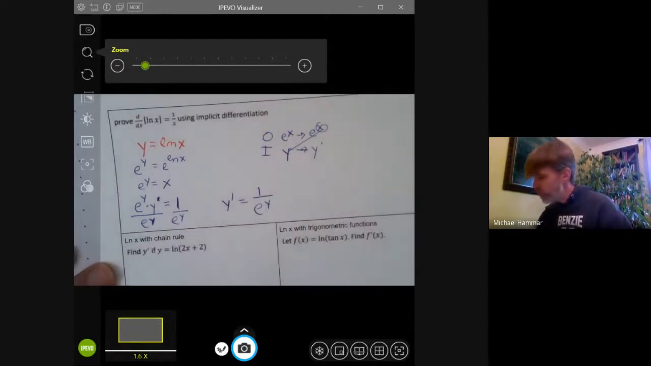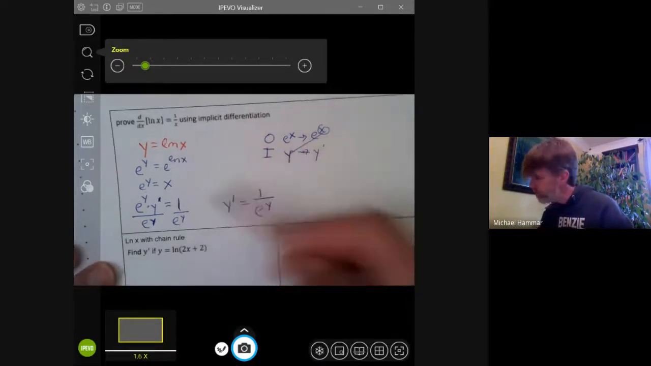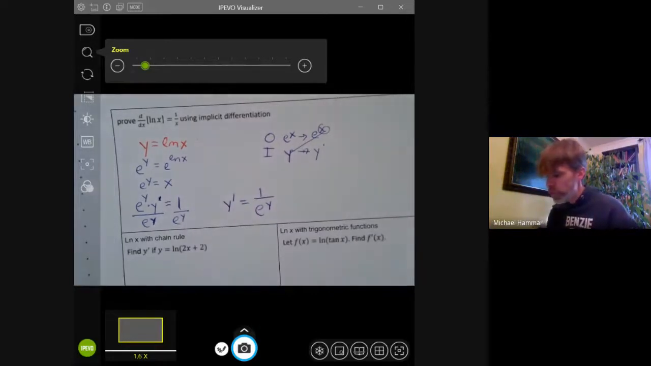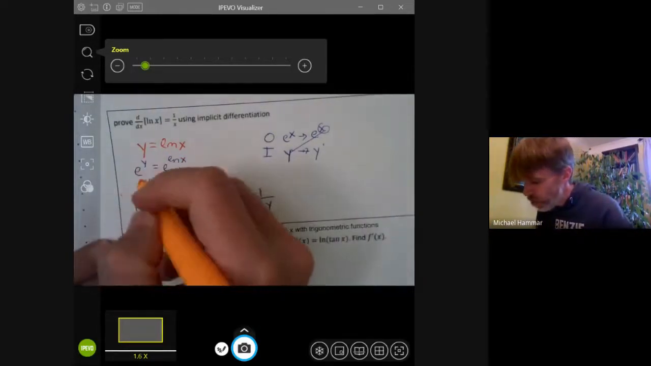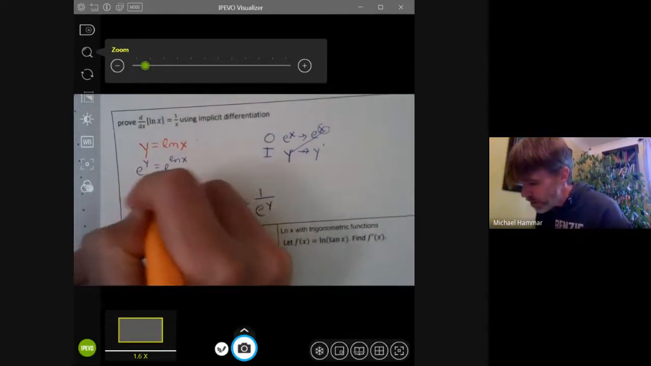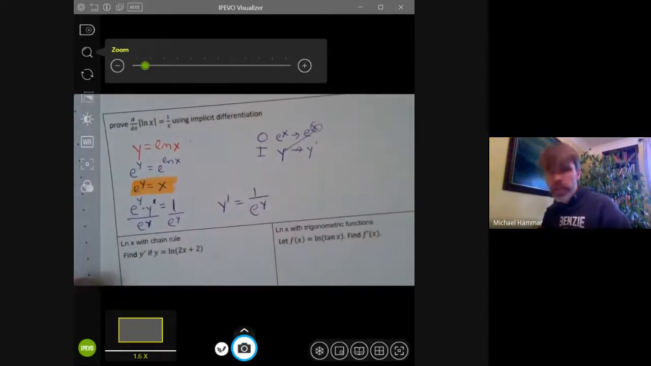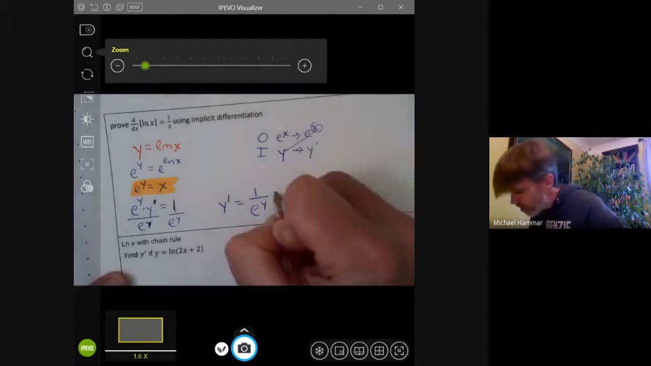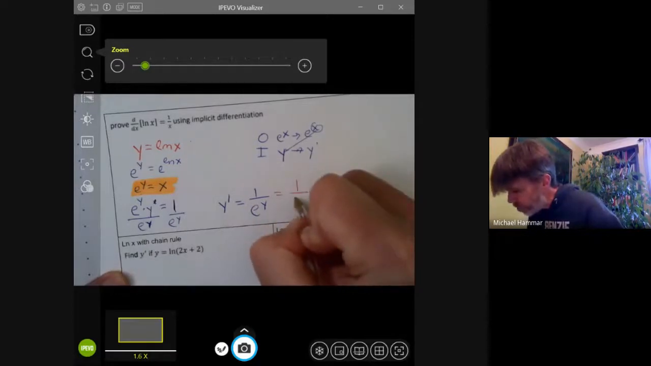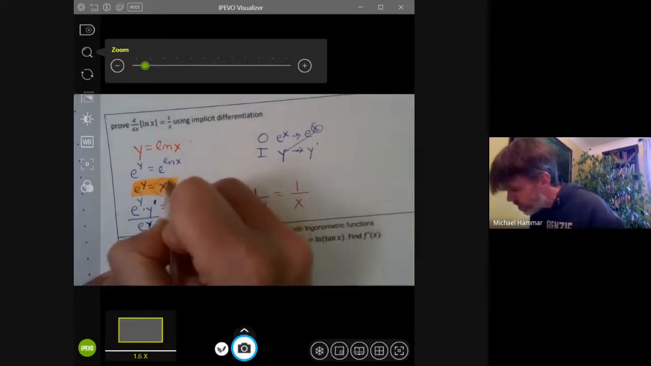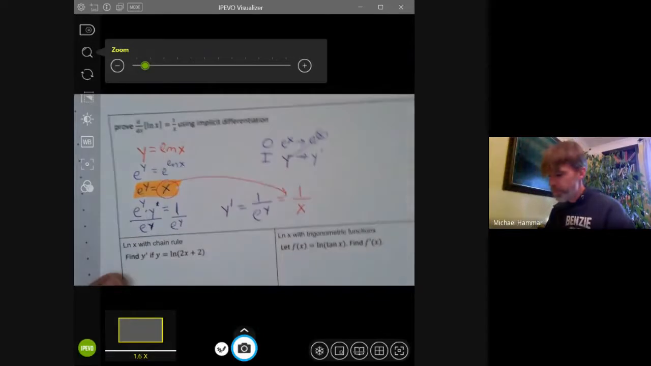But here's the thing. We need it in terms of x. And I want you to look at this list of stuff down here, and I want you to notice that we did find out what e to the y is. What is e to the y? Well, e to the y is equivalent to x. So I can replace e to the y with x from there, okay?